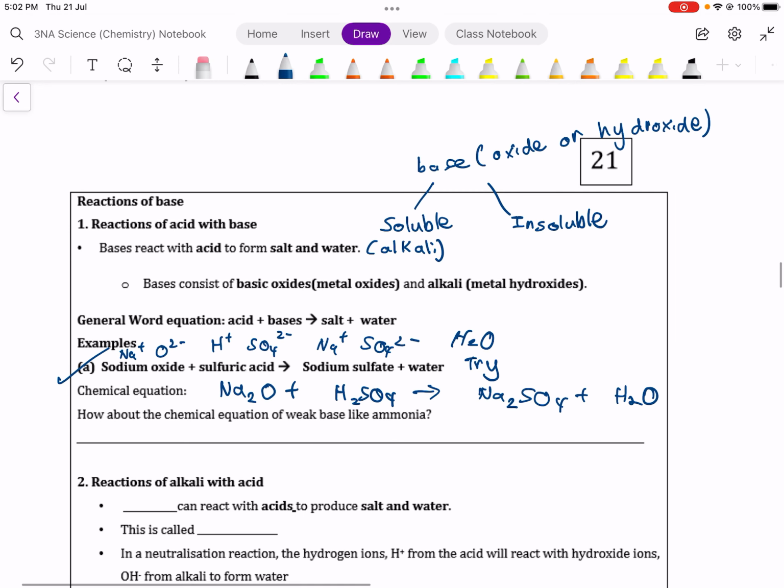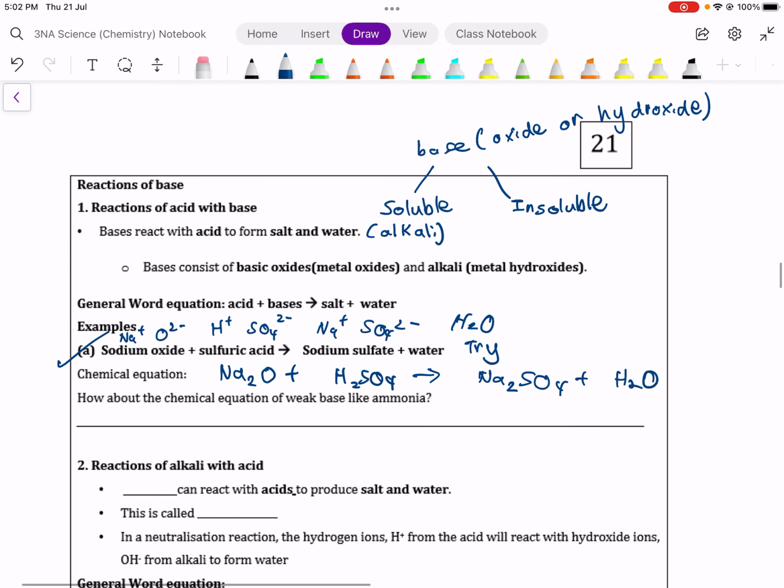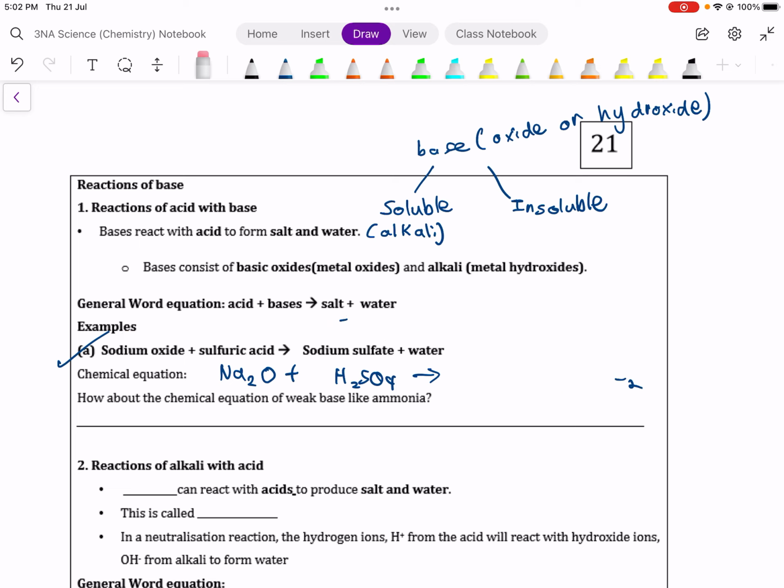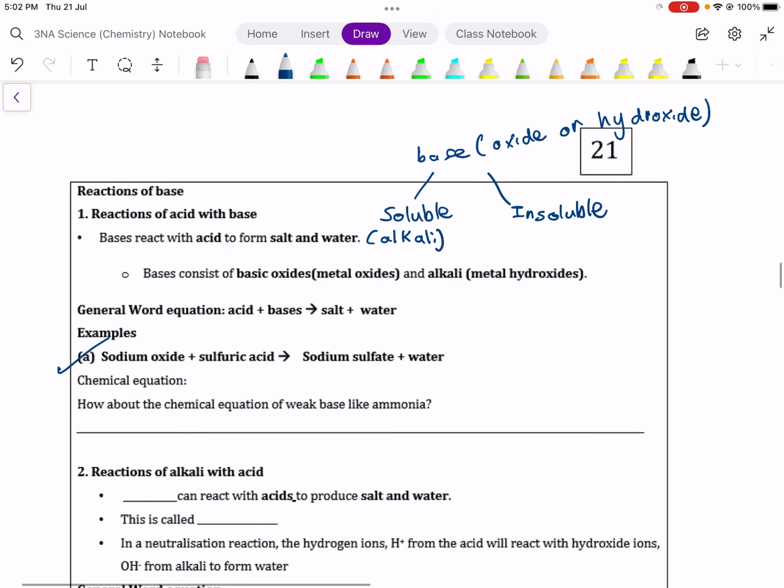So what happens is we have sodium oxide and sulfuric acid. I think some of you already tried this. I have Na+ and O2-. Maybe I erase this for the benefit of those who are slower in earlier this week's lessons. I'm going to try to do it again over here.